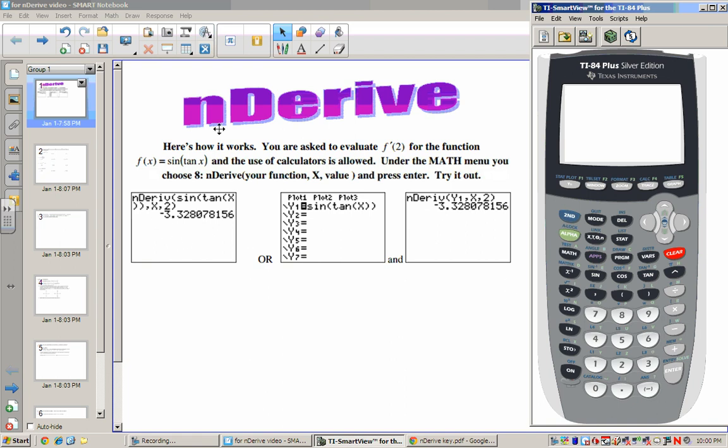So in this first one, we're going to get this first screen where we get nDerive. If you hit your math menu, and it's the 8th one, so you can't see it, but if you just hit the number 8, it pops up. And the function we're going to be working with here is sine of tangent of x. And we want to know the derivative with respect to x at 2. And when we press enter, there we go, we've got our answer. So this is the derivative of sine of tangent x at 2.